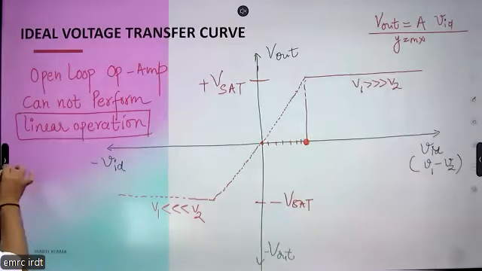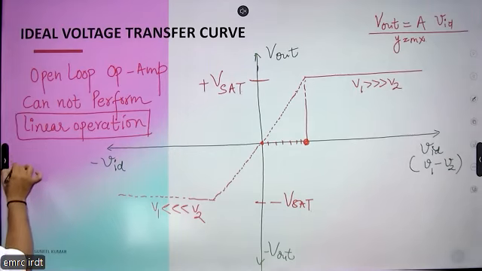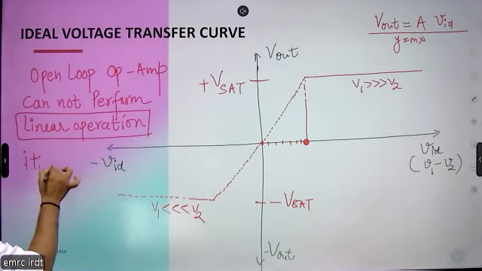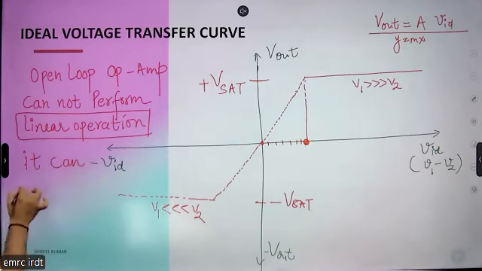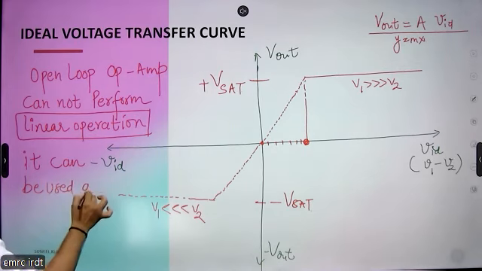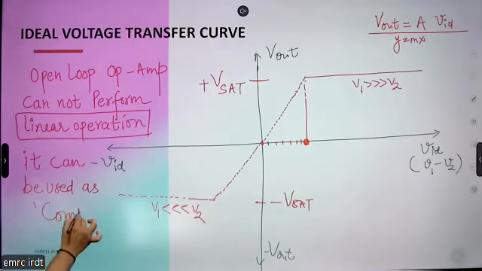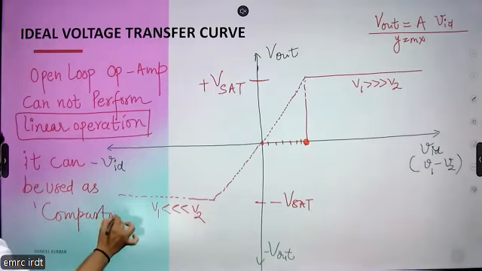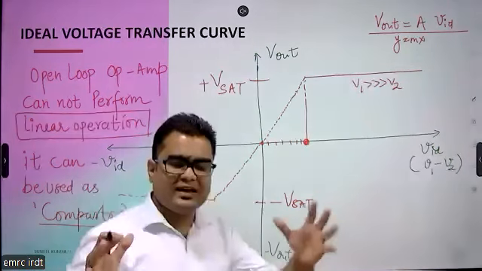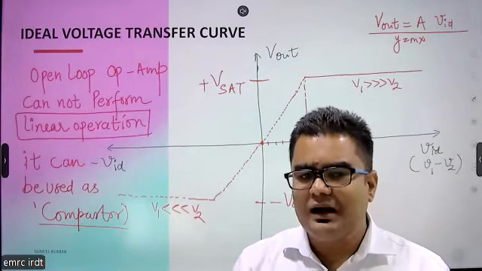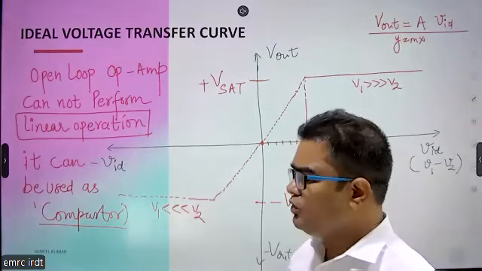It can be used as a comparator. So what is the basic application of open loop configuration of an operational amplifier? This is the comparator. Now we need to move further.